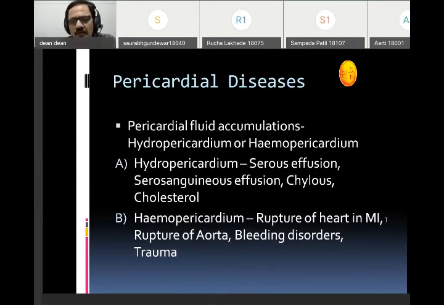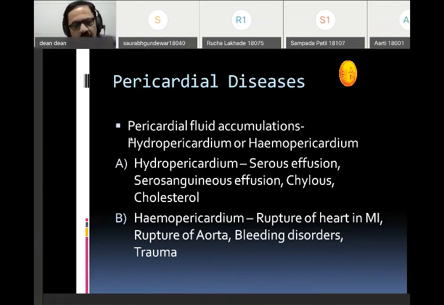Have you understood chronic one? Good. So remember, the first one is acute, the second is chronic. In acute, there are 5 types: serous, fibrinoserous, purulent variety, hemorrhagic variety, and last is caseous. Chronic has two types: chronic adhesive and chronic constrictive. Right? Now, this is the last one, pericardial disease.